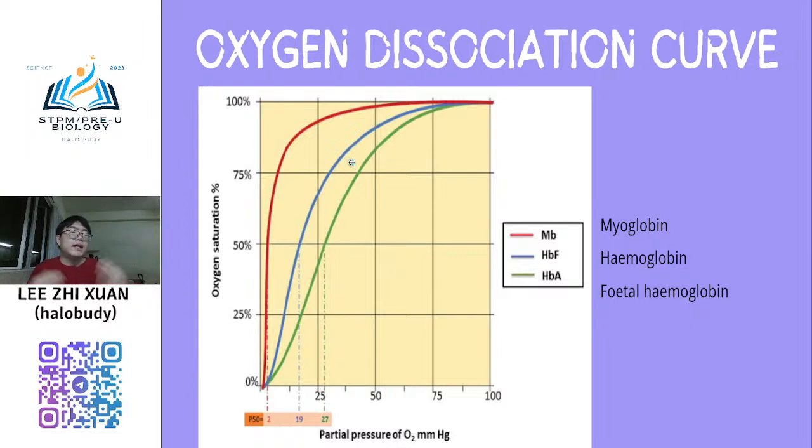So what does it mean? You need to explain this curve. What does it tell you? Why does it look like this? And you also need to state the differences between them.